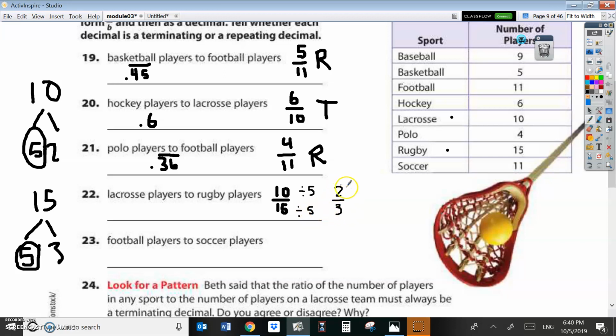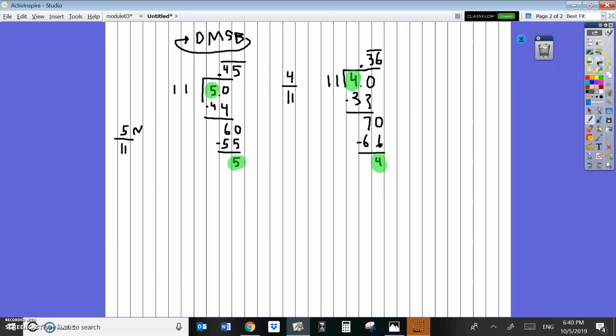2/3 is a fraction that you can easily convert to a decimal by dividing. 2 over 3 is the same as 2 divided by 3. Put in a decimal and a 0. How many 3's in 20? 6. Multiply it, you get 18. Subtract, you get 2. And you see that that's going to repeat. There's a 2 here and a 2 here. To mark that repeating, you put a line over the top.